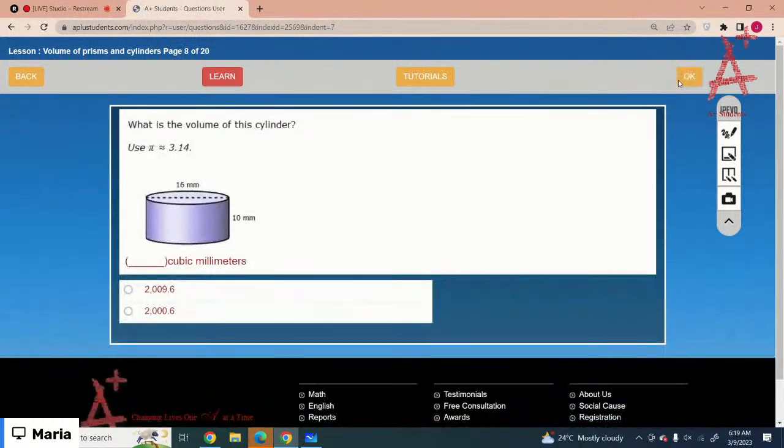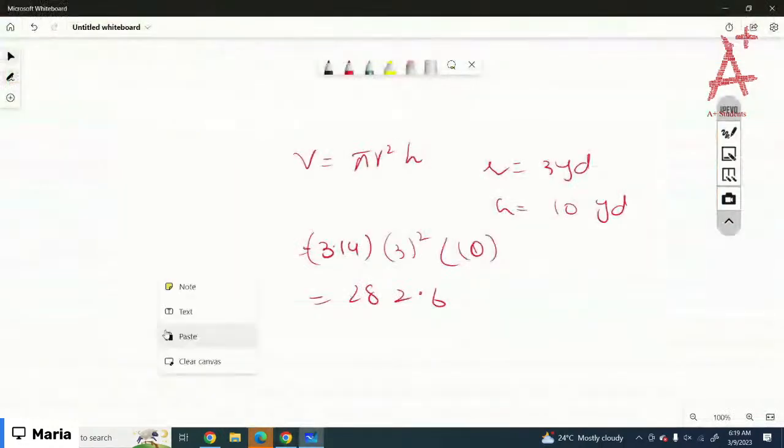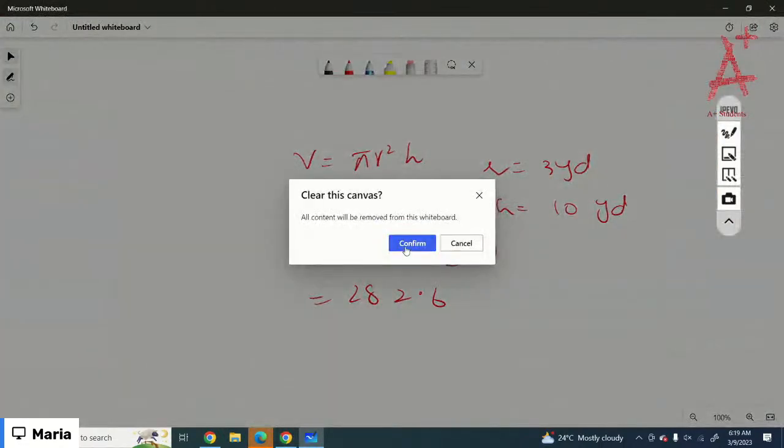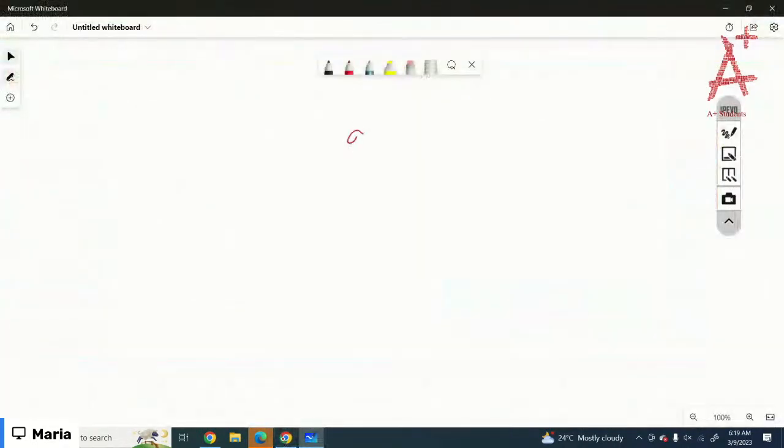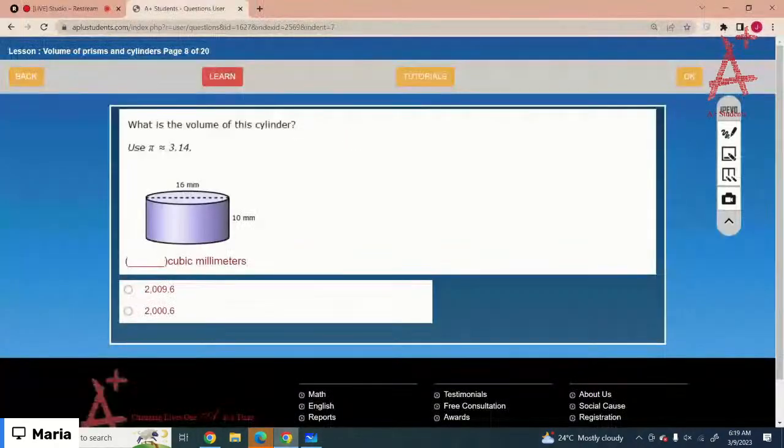Okay, the next one is the volume of the cylinder. You are given the diameter. Diameter is 16 and the height is 10. So first of all, you have to calculate the radius from the diameter. The diameter is 16 millimeters. Basically, the complete length is 16 millimeters. The complete length is the diameter. You have to calculate the radius, so you have to divide it by 2. Got it? And height is 10.